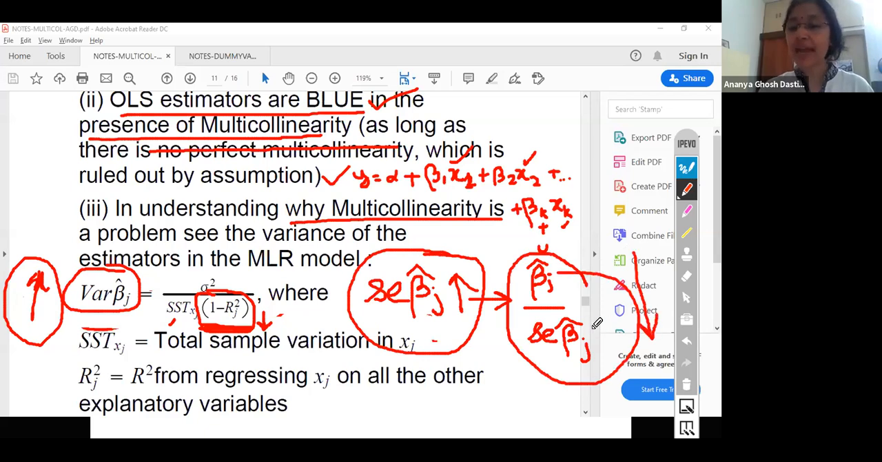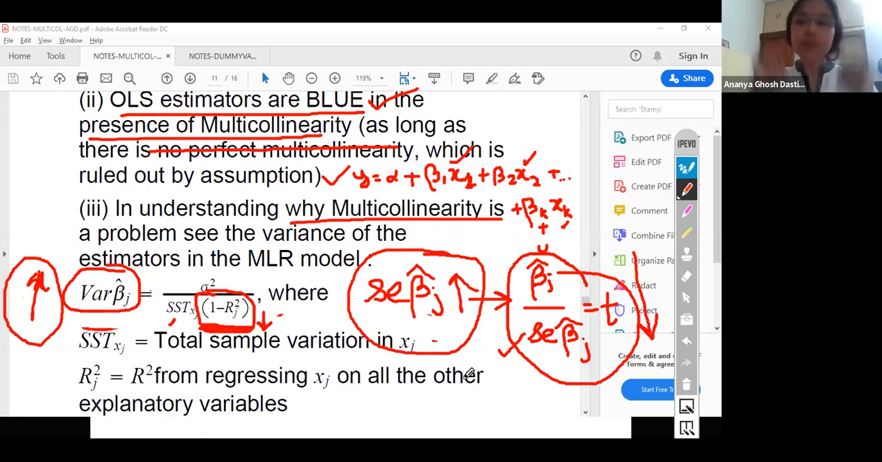So standard error is in the denominator of the t statistic, right? So this is equal to my t statistic. So for any given beta hat j, if you have very high multicollinearity, you're going to have very high standard errors. And those very high standard errors sitting in the denominator of your t-stats are going to lower your t-stats.